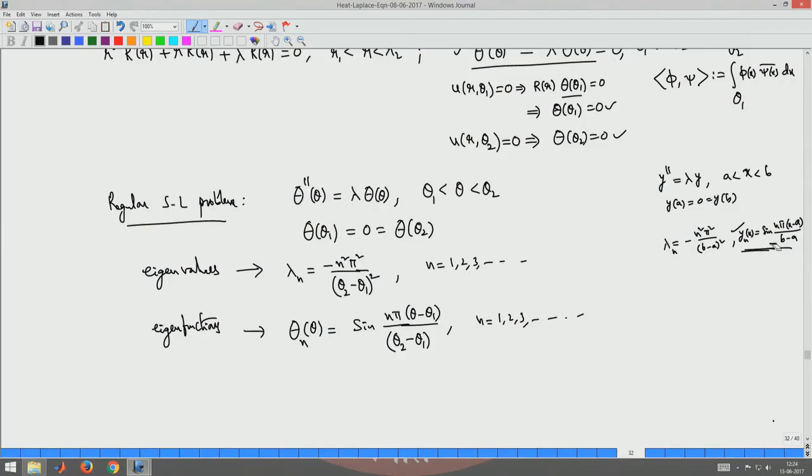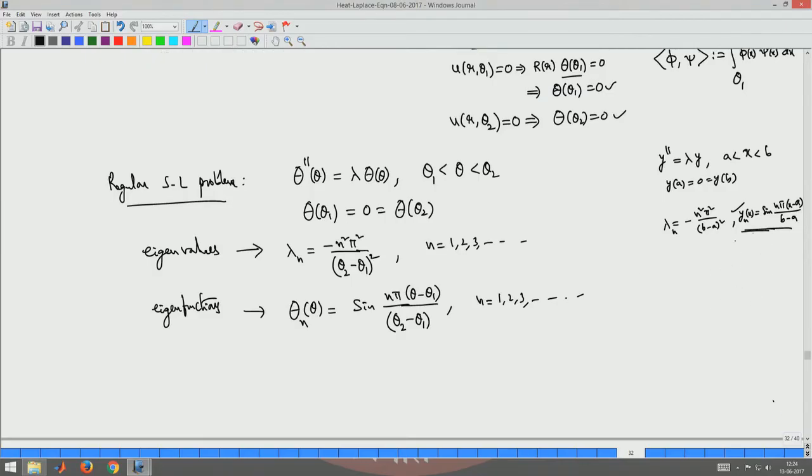Both these functions, sin n pi x minus a by b minus a and sin n pi x minus b by b minus a, are eigenfunctions, but they are constant multiples of each other. Okay. They are actually dependent, so you can consider any one of them. I choose this one. So, these are the eigenvalues and eigenfunctions for this Sturm-Liouville problem, for n running from 1 onwards.